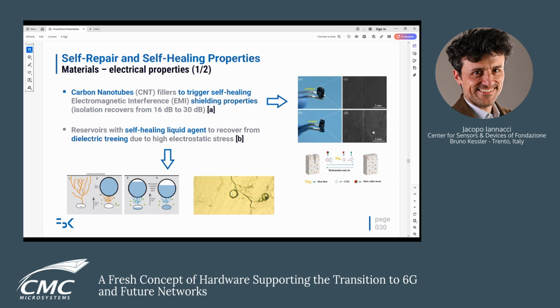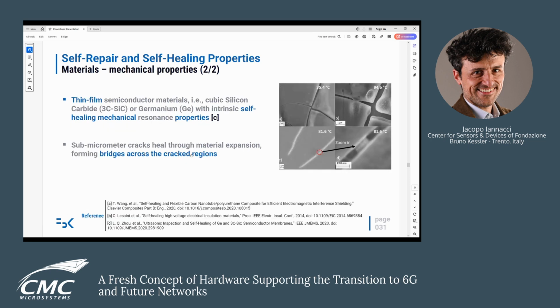Also here, carbon nanotube materials are used to recover electromagnetic interference shielding properties of a material which is intentionally damaged. In this case, the recovery is triggered by temperature. So just heating the device makes it possible to trigger this self-healing property. Without spending too much time, these thin films with self-recovery capabilities are also discussed for recovering mechanical properties when some cracks and cuts are intentionally brought to the device.